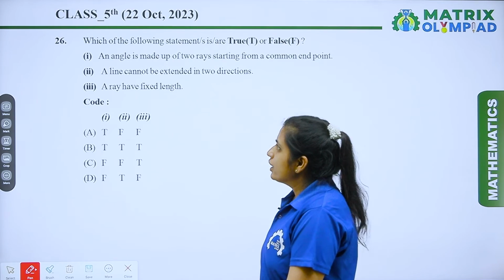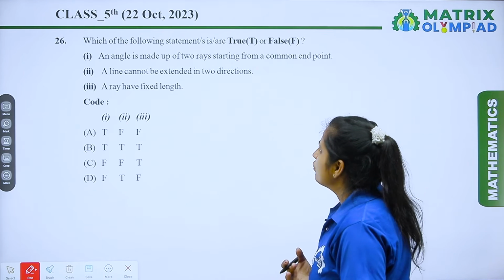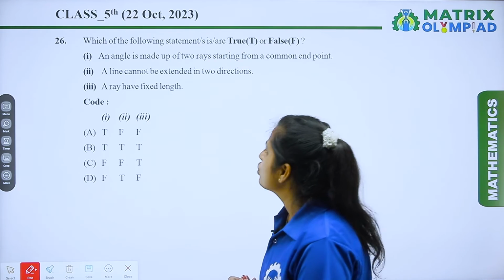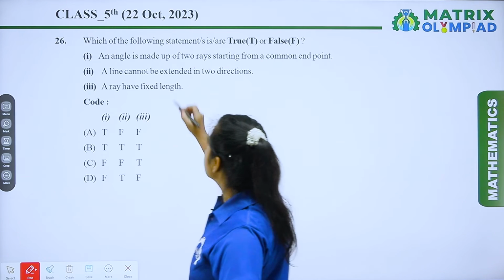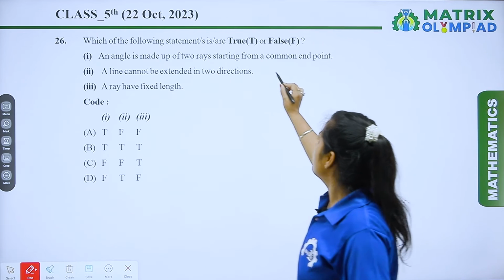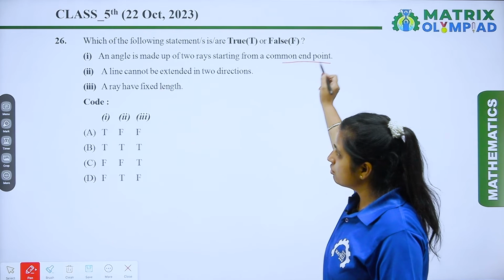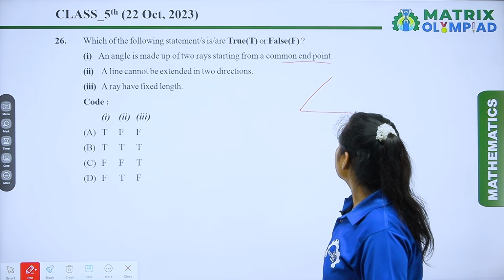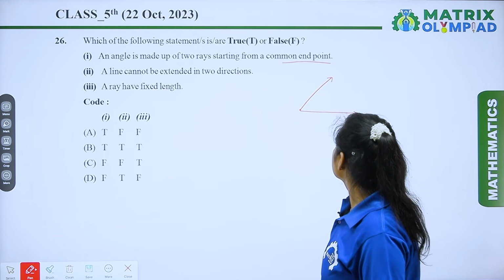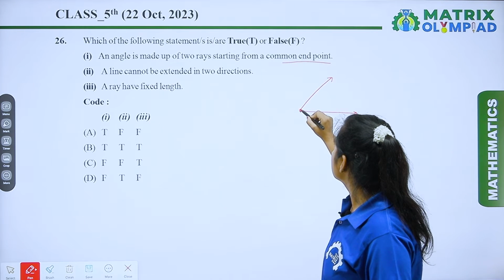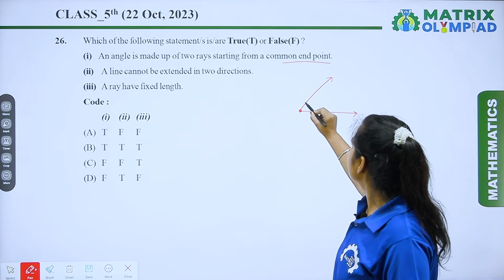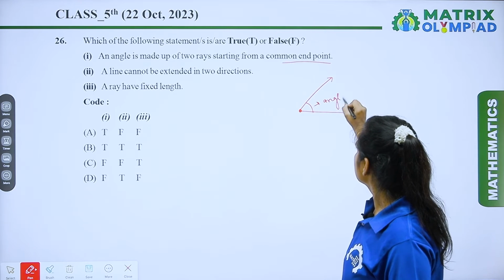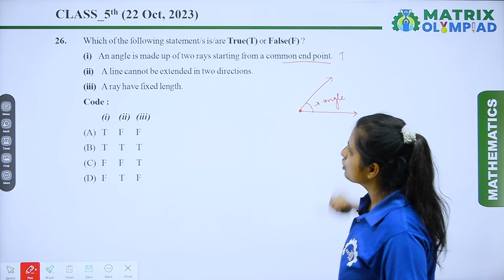Now the next one is which of the following statements are true or false. Again we have to find out true or false. So here the first statement is an angle is made up of two rays starting from a common end point. This statement is true because an angle is made by two rays starting from the common point. So this is the common end point and this is an angle. So the first statement is true.